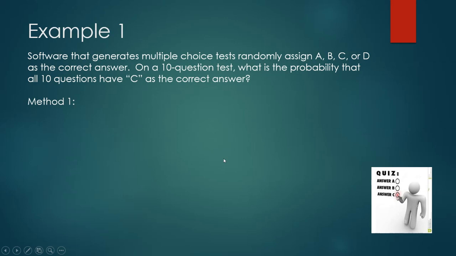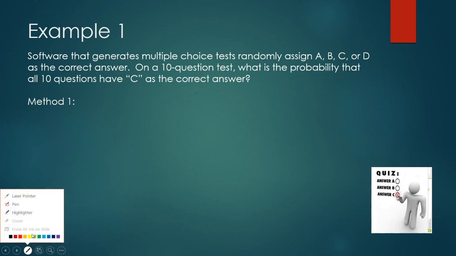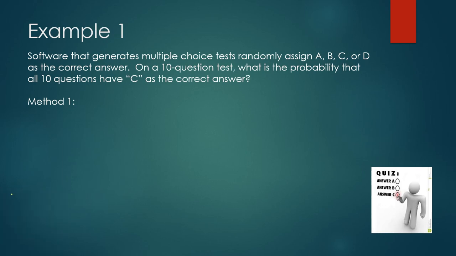So let's dive in. In our first example, we're looking at a multiple choice test with 10 questions and 4 answers, A, B, C, or D. We're going to look for the probability that all 10 questions have C as the correct answer. Sometimes teachers might put them all C just to troll their students. Let's look at the probability this would happen by random chance. So let's try yellow for today.